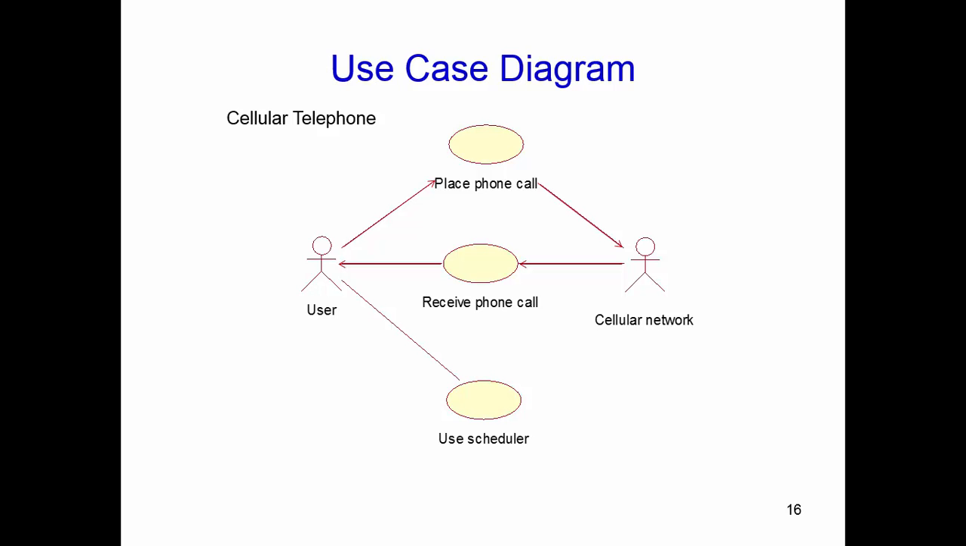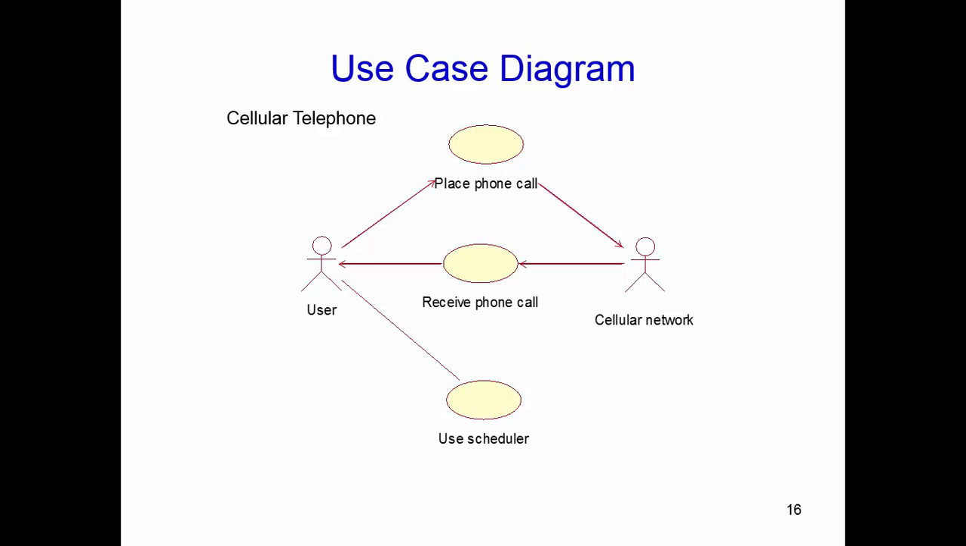So in this case, for me to be able to place the phone call, which is that action at the top, I need to contact the cellular network. The cellular network is going to call that person that I'm dialing. And then if the person connects, then I'm going to be able to have a phone call. The other way around, the person contacts me, the cellular network is going to put a notification in my device, then I'm going to be able to receive that phone call.